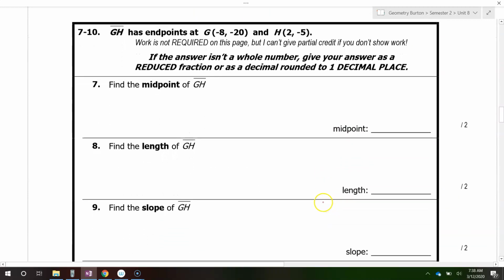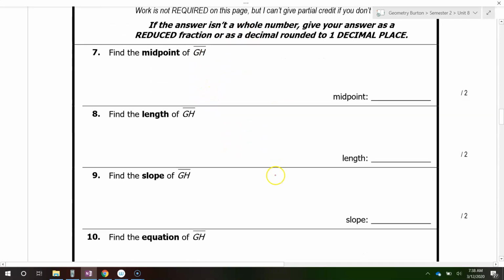All right, in the next video, I will show you how to find midpoint, length, and slope.